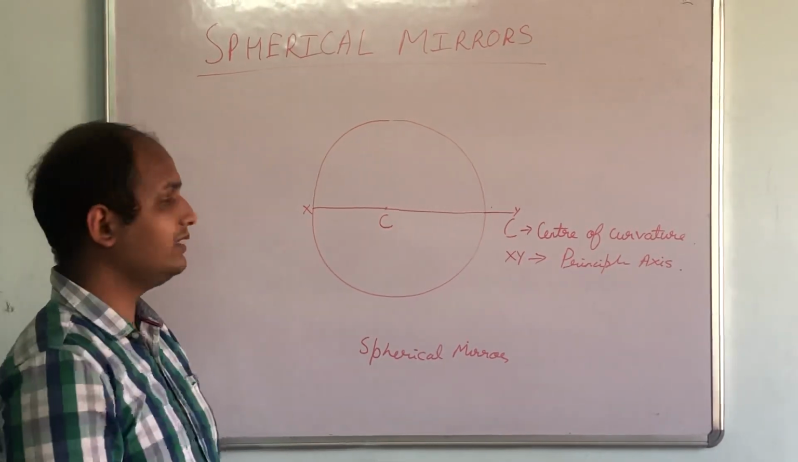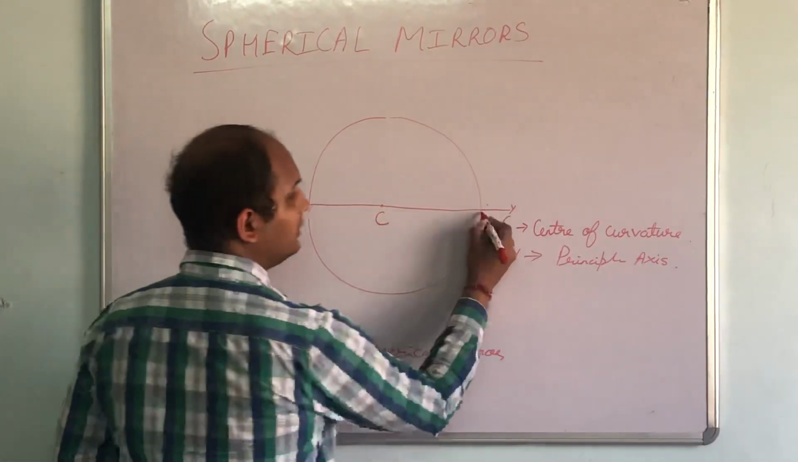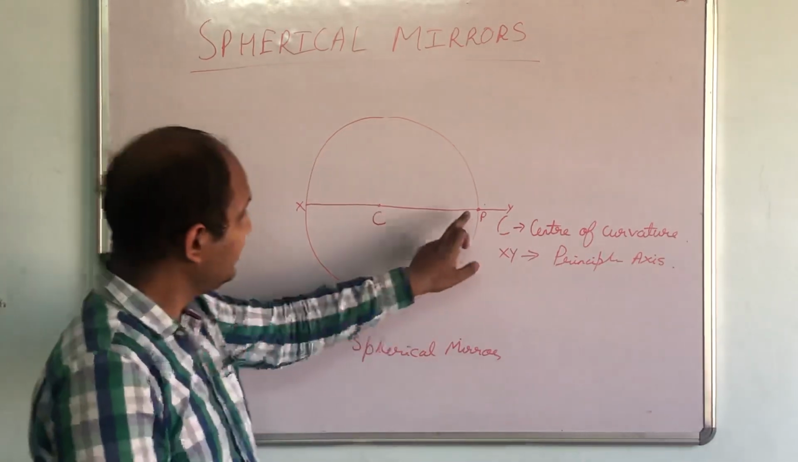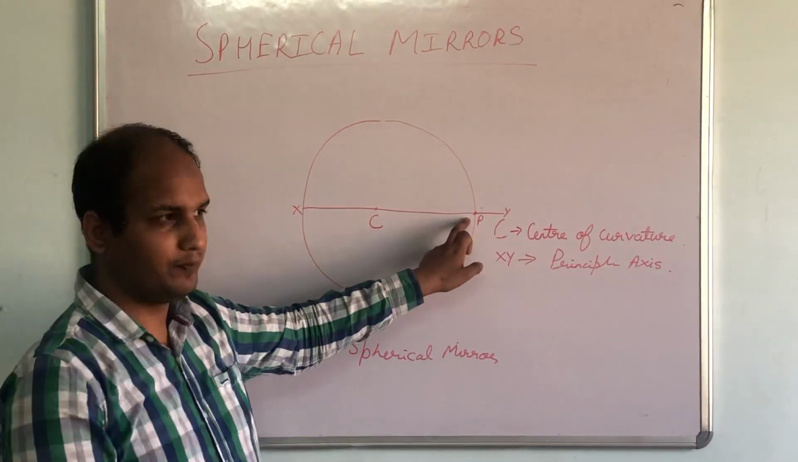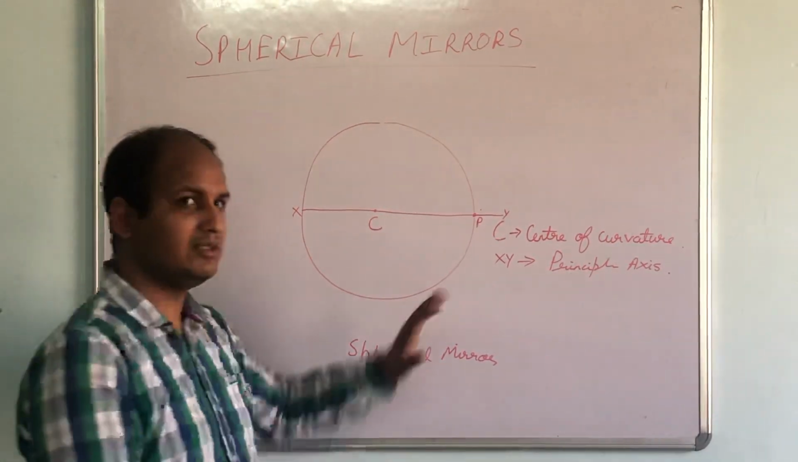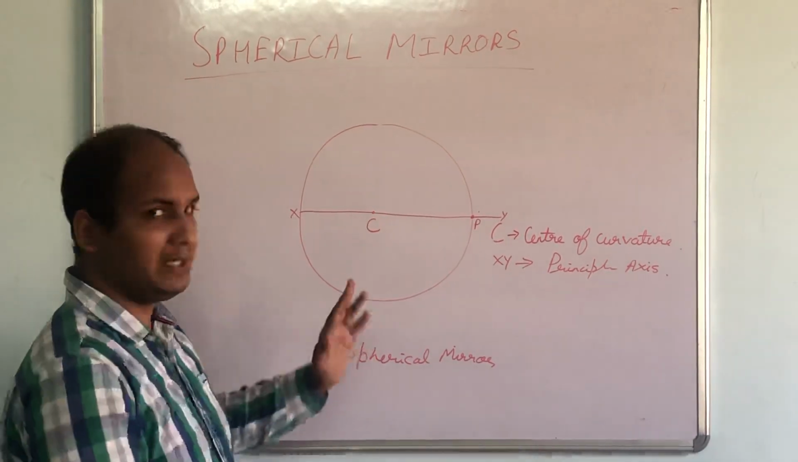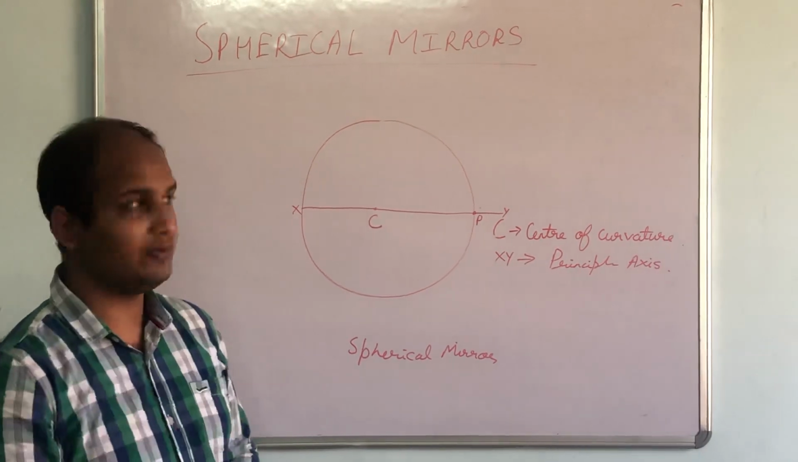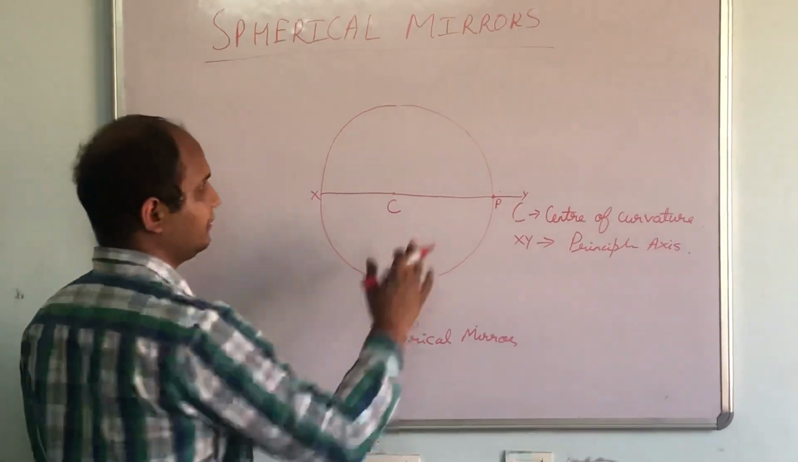What is the principal axis? The line passing through the center and pole of the mirror is known as the principal axis, right? This point is called the pole. Now sir, why is this called pole? This is not yet a kind of mirror. This is a spherical mirror, but we have to make the other two mirrors out of it. How can we make them? Now let's see that.